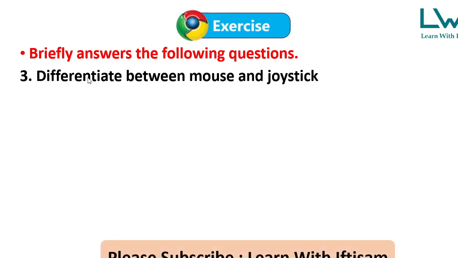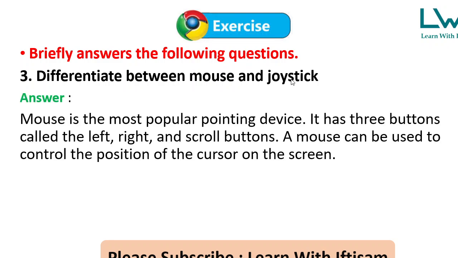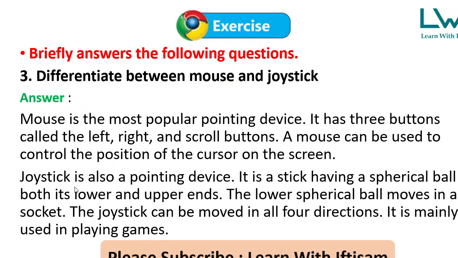Question number 3, differentiate between mouse and joystick. Answer is mouse is the most popular pointing device. It has three buttons called the left, right and scroll buttons. A mouse can be used to control the position of the cursor on the screen. Joystick is also a pointing device. It is a stick having a spherical ball at both its lower and upper end. The lower spherical ball moves in a socket. The joystick can be moved in all four directions. It is mainly used in playing games.